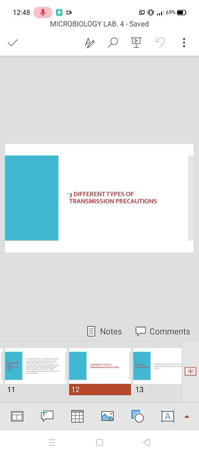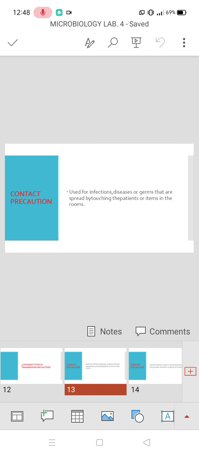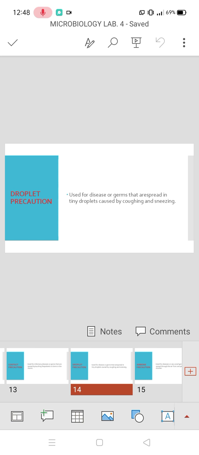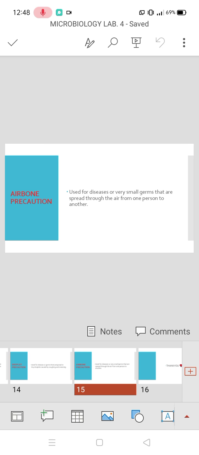We have three different types of transmission-based precautions. Number one, contact precaution, used for infections, diseases or germs that are spread by touching the patient or items in the room. Number two, droplet precaution, used for diseases or germs that are spread in tiny droplets caused by coughing and sneezing. And third, airborne precaution, used for diseases or very small germs that are spread through the air from one person to another.